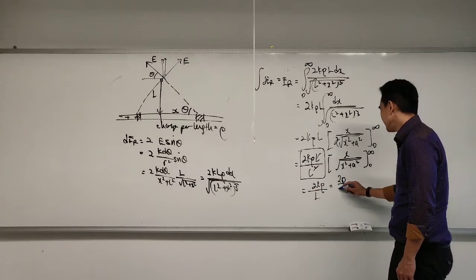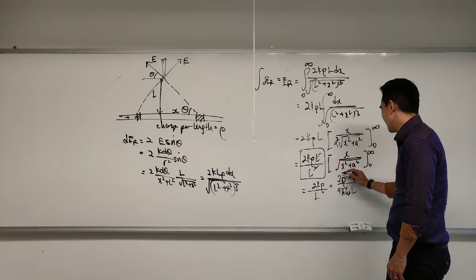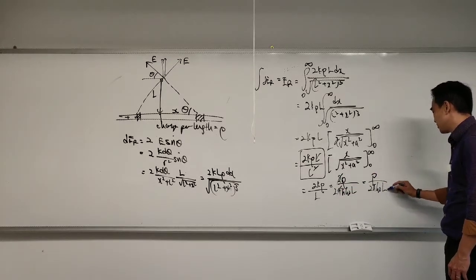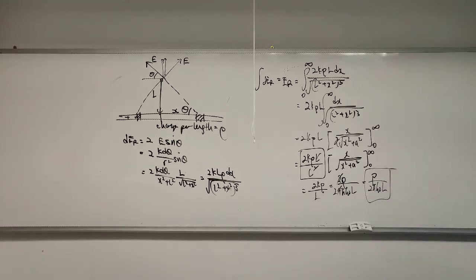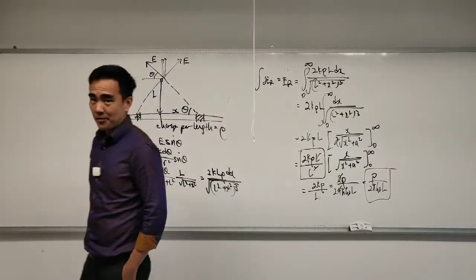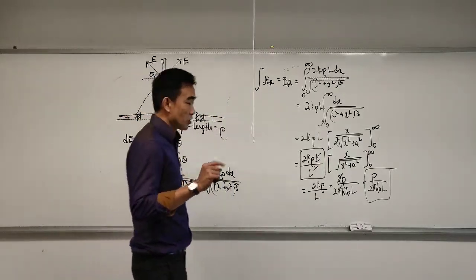Therefore, this whole integral is just equal to 2k rho upon L, which is rho upon 4 pi epsilon naught L times 2. Simplifying, you'll get rho upon 2 pi epsilon naught L. This is the electric field strength due to a line charge. I mentioned that it can be simpler, and I'm going to show you the simpler method using Gauss's Law.